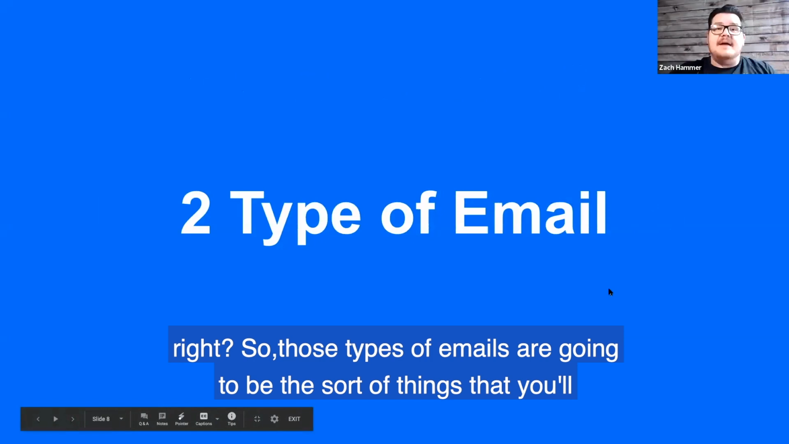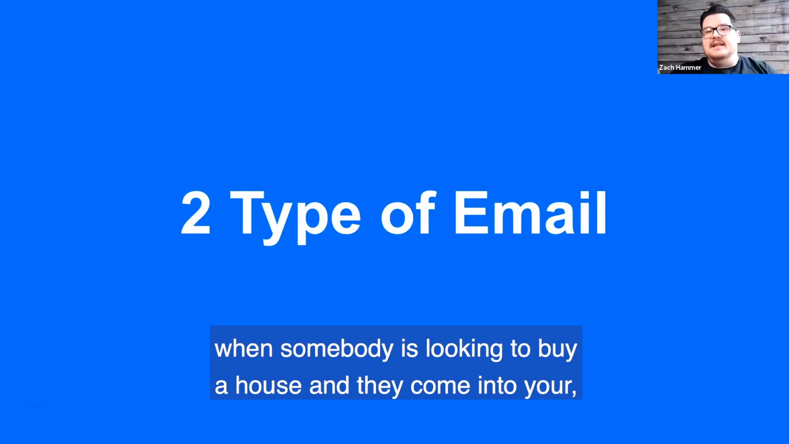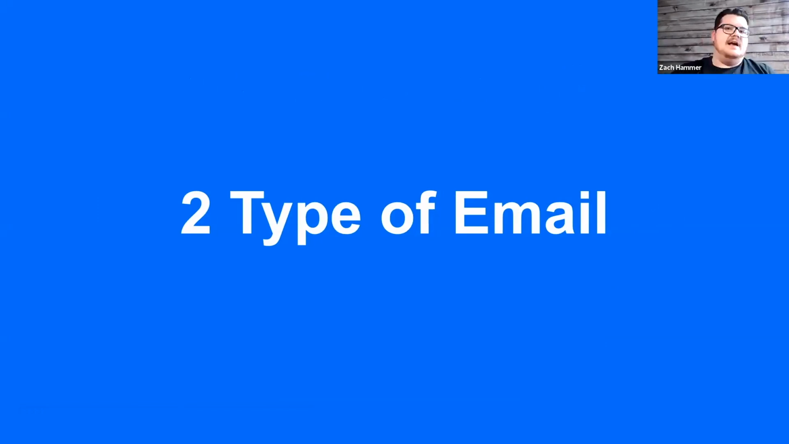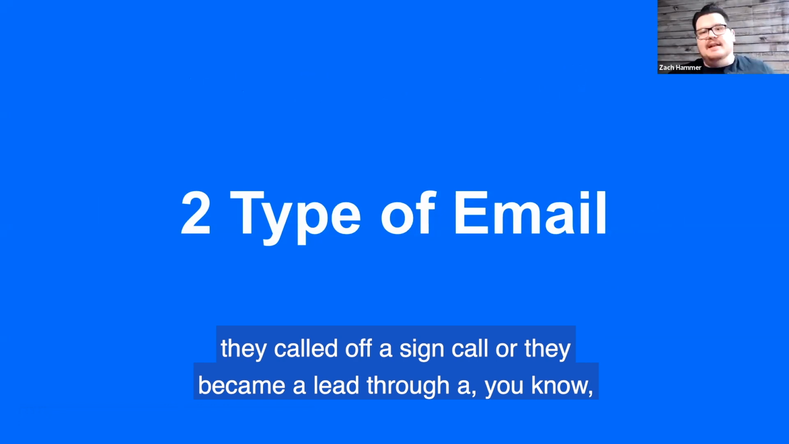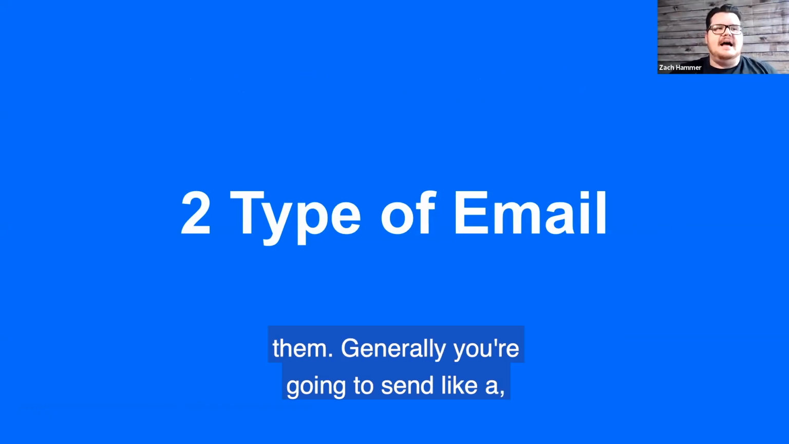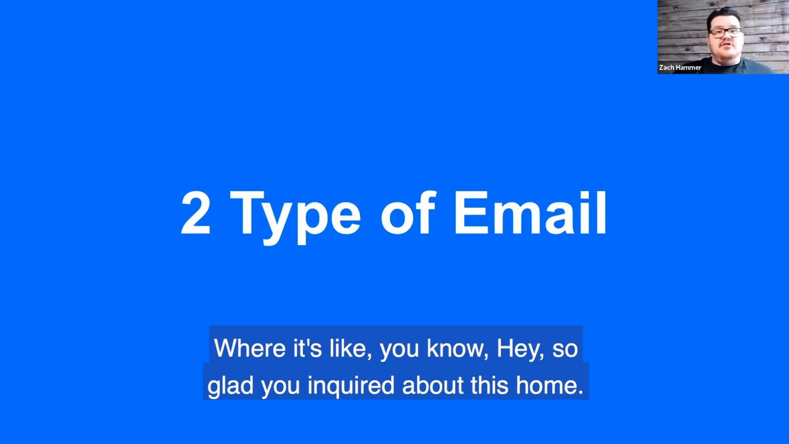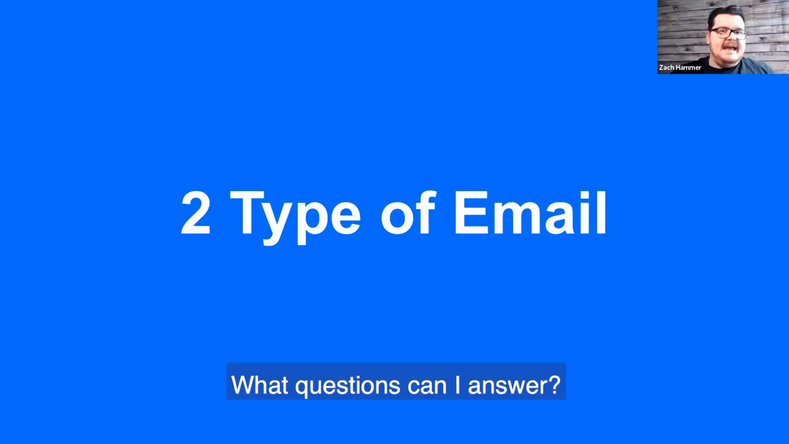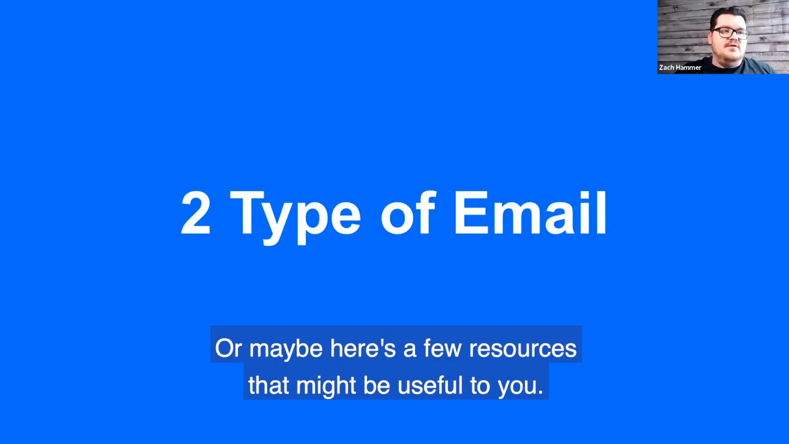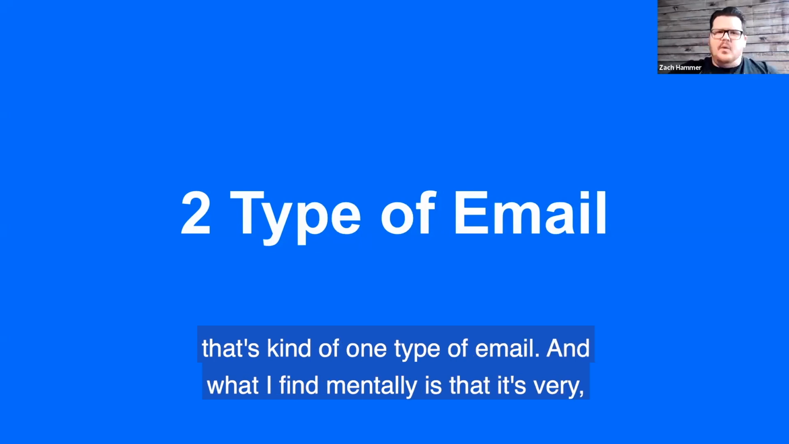So those types of emails are the sort of things that you'll send in your CRM. When somebody is looking to buy a house, they come into your world because they called off a sign call, or they became a lead through a landing page or something like that, where you have some context about them. Generally, you're going to send a series of emails that are designed to hit them directly, right? Like, hey, so glad you inquired about this home. What questions can I answer? Or maybe here's a few resources that might be useful to you. And they're very relevant to the context that person came in. So that's one type of email.